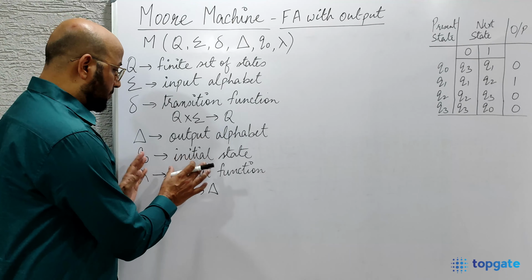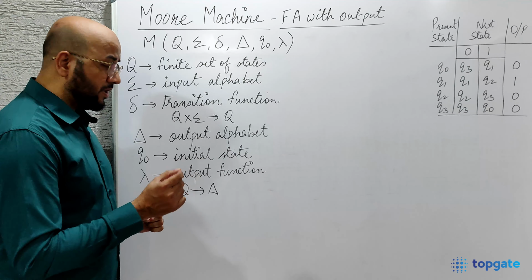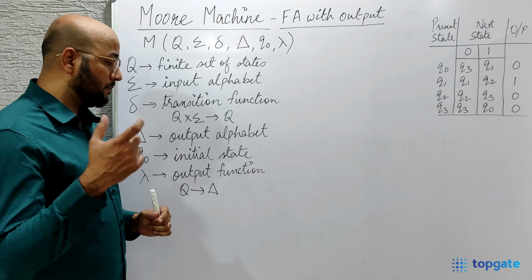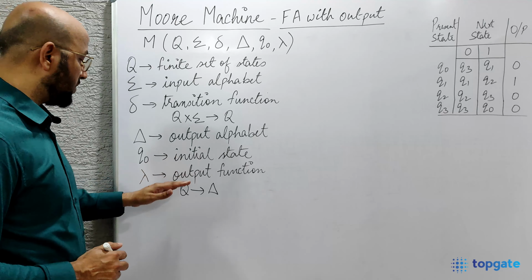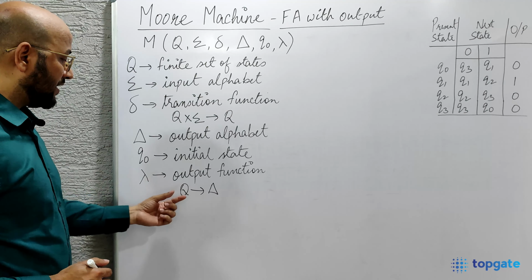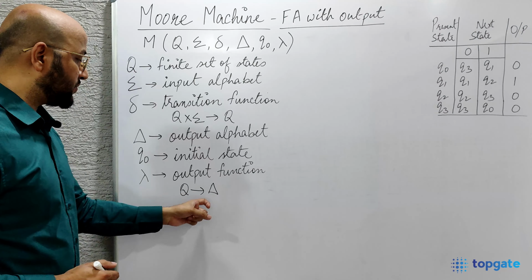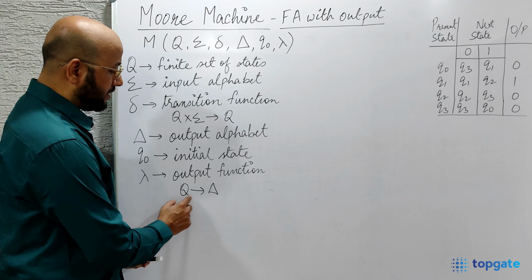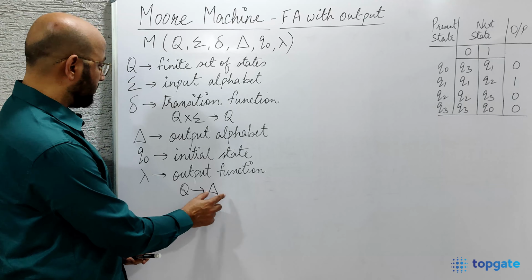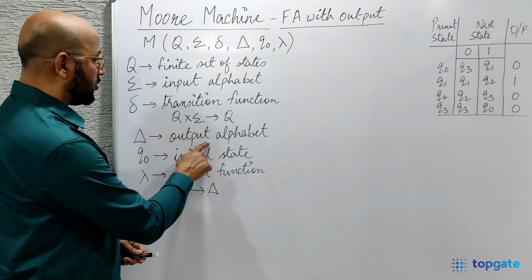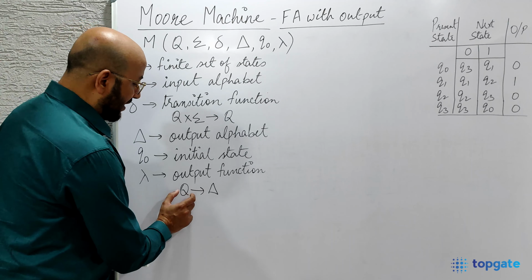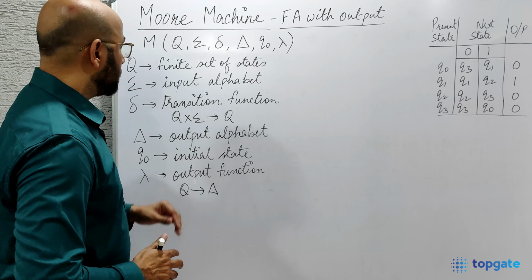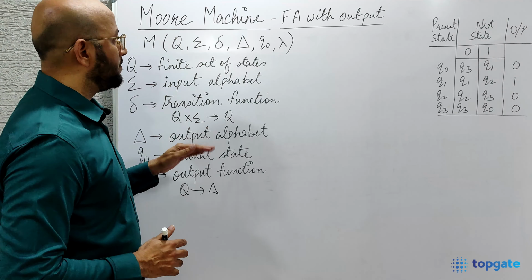Now this output function is the symbol because of which a machine becomes either a Moore machine or a Mealy machine. So for the case of Moore machine, this lambda says that Q gives full delta. That means on any state the output will be produced. What is the full delta? Full delta is the output alphabet. That means with every state one output will be associated. Clear? So this is the description of the 6 tuples of the Moore machine.